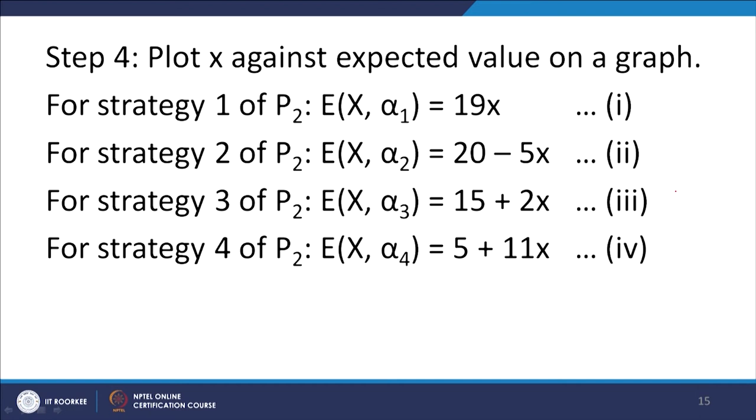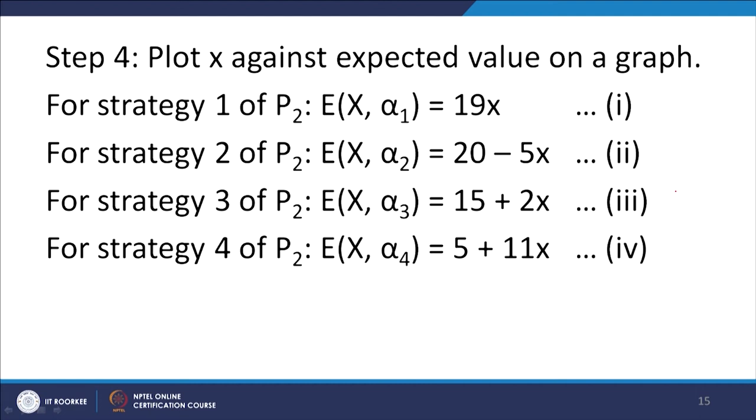So, in step number 4, we will plot the x value against the expected value on a graph. So, for strategy 1 of the player 2, we will denote the expected function, let us say we will call it x comma alpha 1, which is 19x, and similarly for strategy 2 of the player P2, expected value of x comma alpha 2, it is 20 minus 5x, and like this for strategy 3 and strategy 4 also.